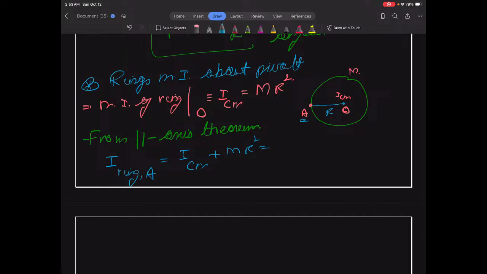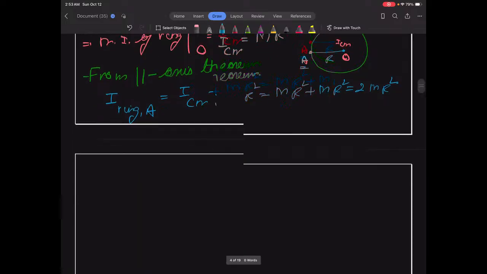And we substitute our I_CM, which is mr square plus mr square, giving us 2mr square. Okay, so we got the moment of inertia. From here we can find out the ring's angular momentum about the pivot point A.